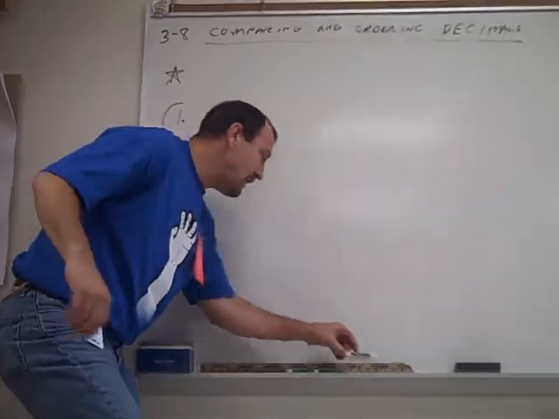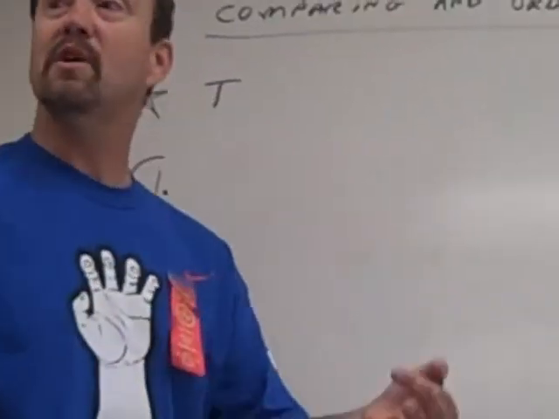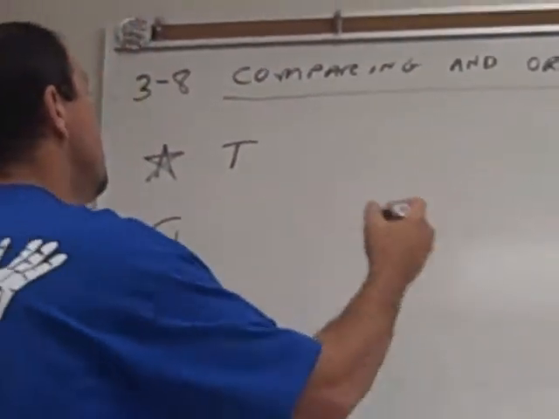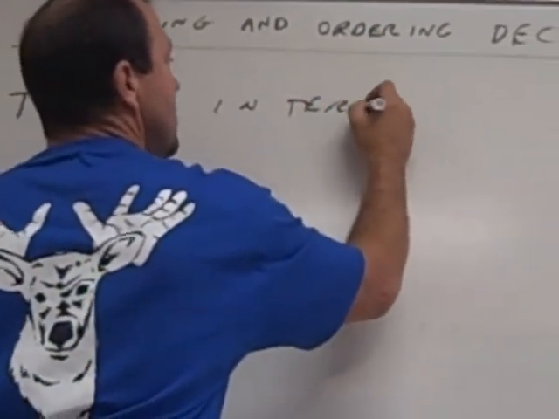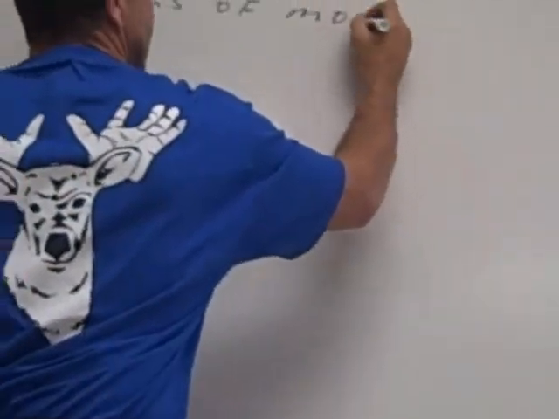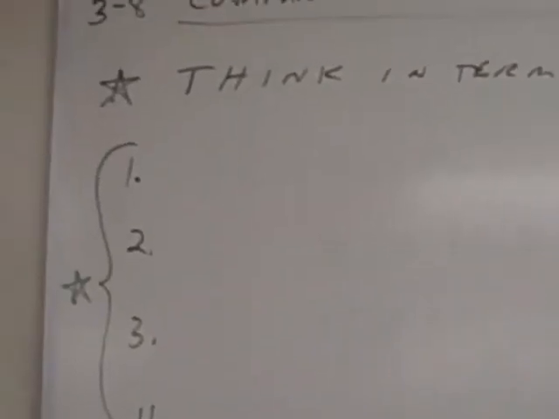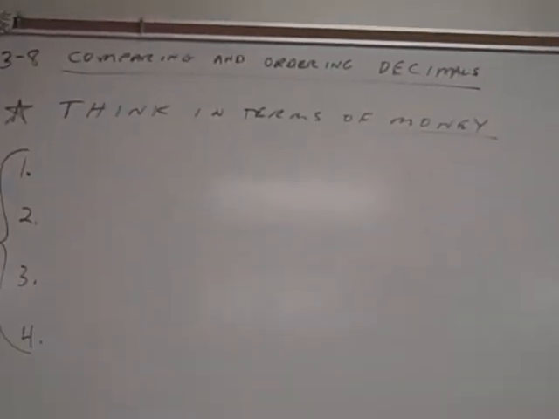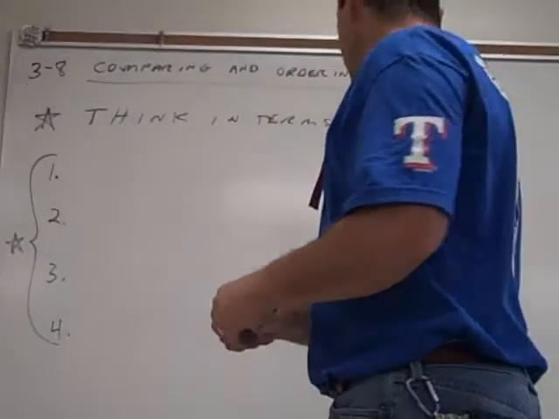So, that is my first star. To understand comparing, seeing which one's bigger than the other, or putting them in order, think in terms of money. Think in terms of money, and it's really pretty easy. That is one method. Think in terms of money. That is one method of doing this. No matter what we're looking at, we can do money.